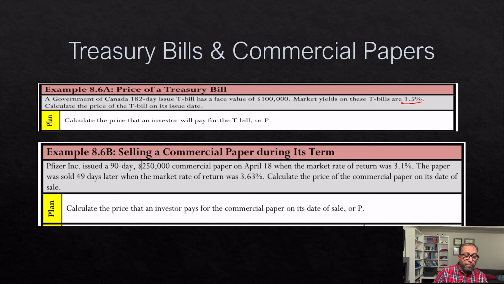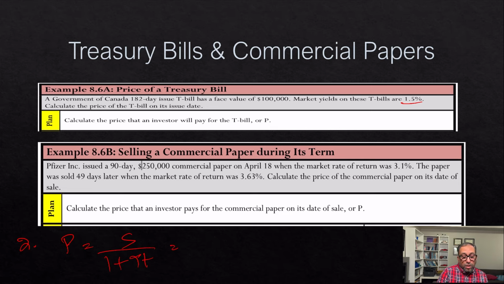Next, the commercial paper. Pfizer issued a 90-day 250,000 commercial paper on April 18 when the market rate of return was 3.1. The paper was sold 49 days later when the market rate of return was 3.63. Calculate the price of the commercial paper on its date of sale. Now it's again very simple. I'm going to solve it here, because there's no space there. Again, we want to calculate the price of the commercial paper, so it is S over 1 plus RT.